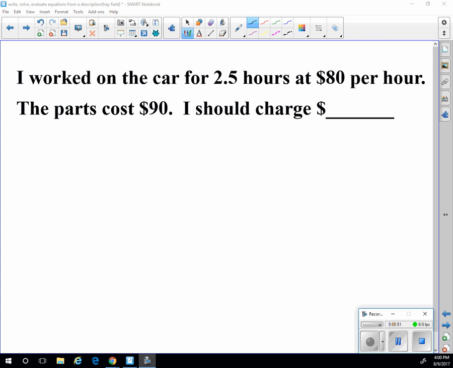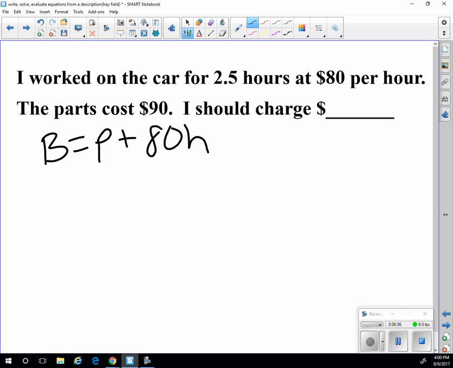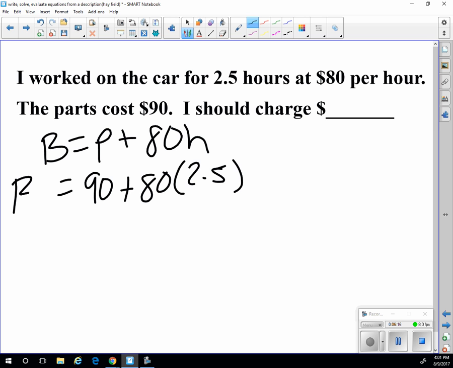So I worked on the car for 2.5 hours at $80 per hour. The parts cost $90. I should charge what? Well, the bill is equal to the parts plus the labor times the number of hours. Well, we know that parts were 90 and the number of hours were 2.5. That will give us the total bill.